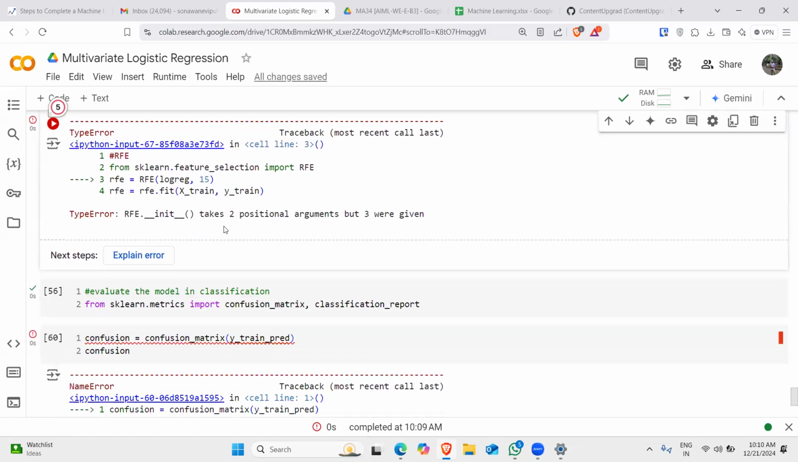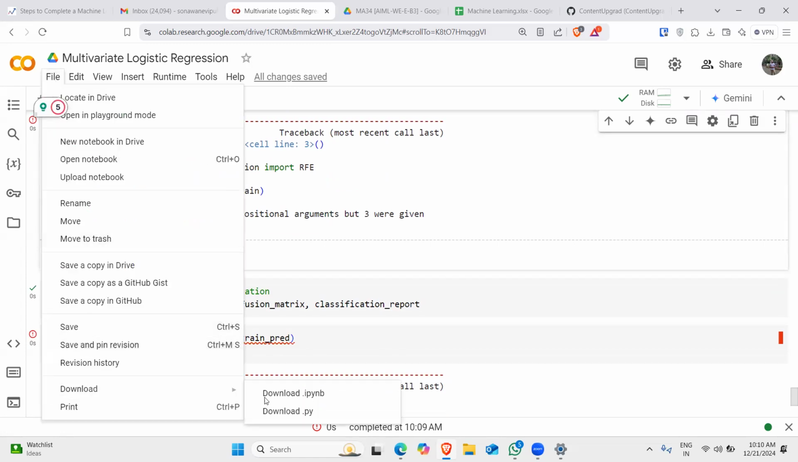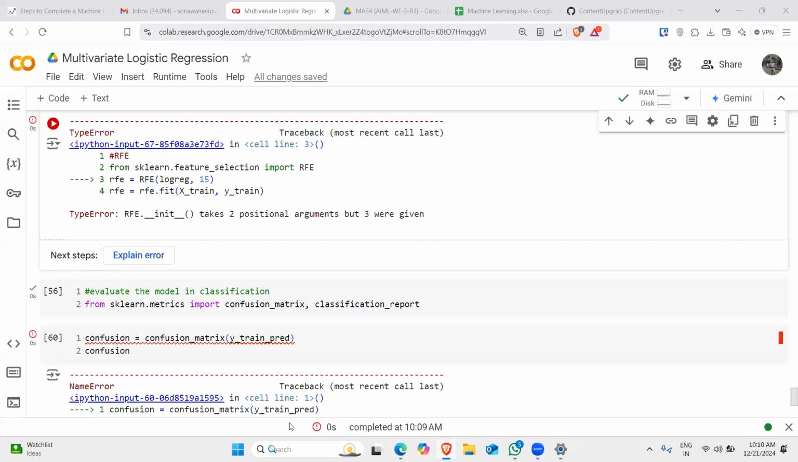Anyway, what we can do is we will shift towards the Jupyter. I'll just download this and we'll go to Jupyter now.